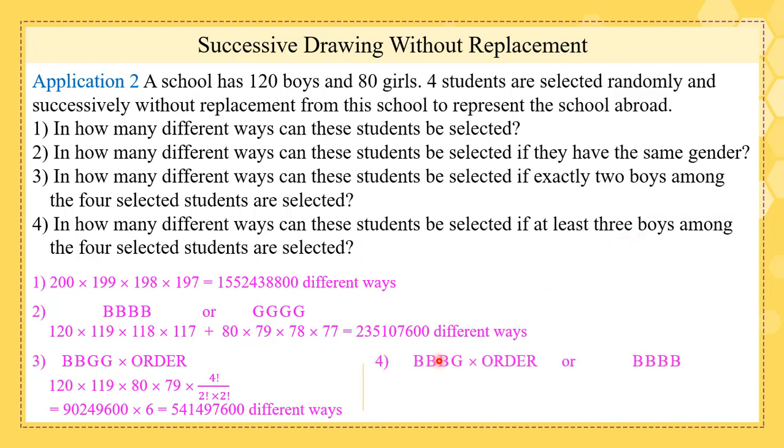Well, at least 3 boys, so we're going to have boy, boy, boy, girl times order, or 4 boys, which is B, B, B, B. Again and again, we're not putting here the order because the order of such a word is 1. Now, to choose a boy, we have 120 ways, then 119, 118. To choose a girl, we have 80 different ways. So we multiply by the order of such a word, which is 4 factorial over 3 factorial, or is translated into a plus. And here 4 boys, so this is what we have, and this would be the final answer.